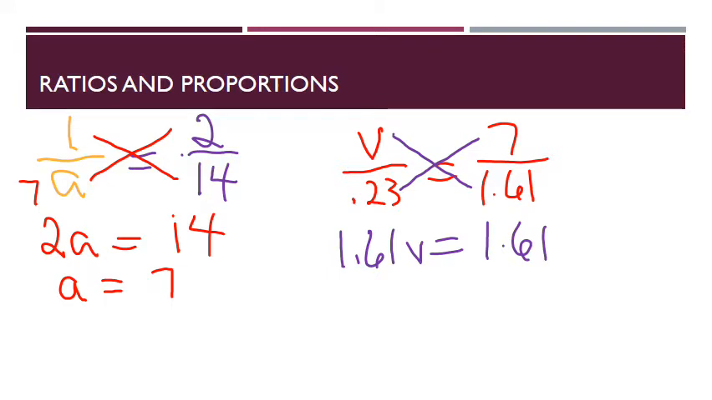Run that through the calculator. 0.23 times 7 equals 1.61. Well, this is easy. It ended up being pretty easy. I divide both sides by 1.61, and v is equal to 1.